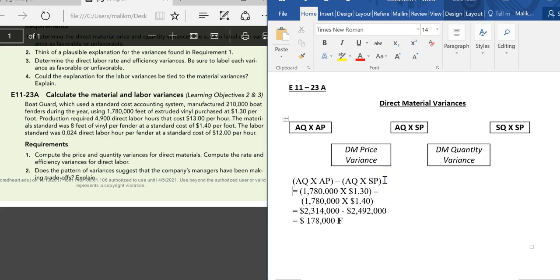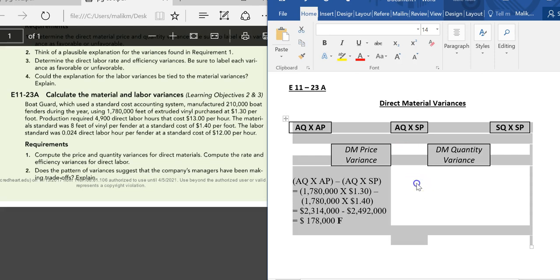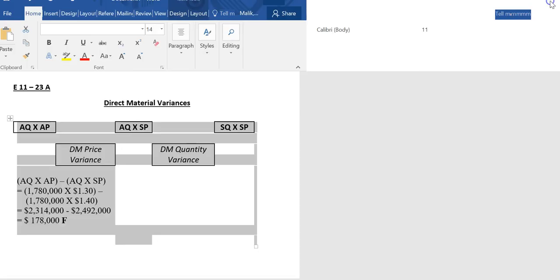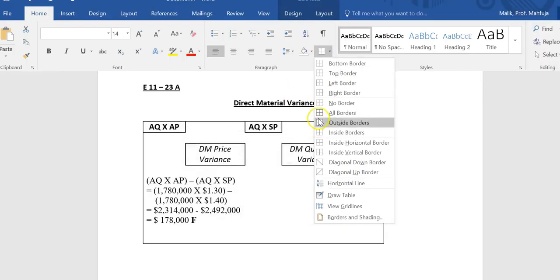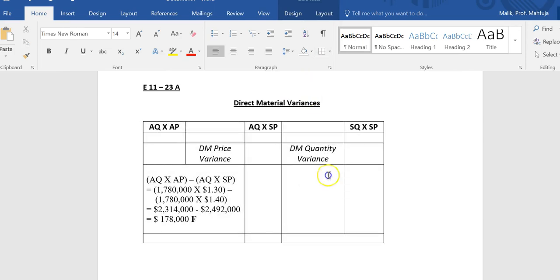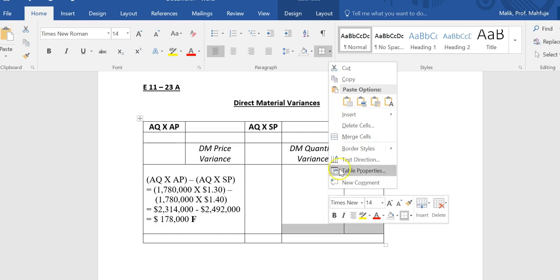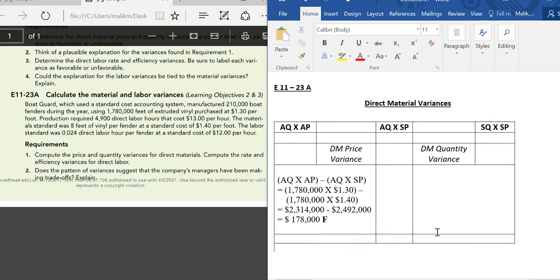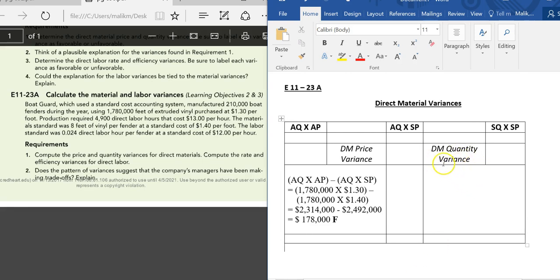For direct material quantity variance, we will use the same formula, and I will try to show it under this quantity box. It's a little bit inconvenient since I'm using Word and an Excel sheet. So just to make it a little bit better, I will just make this type of boxes. So now we're gonna show the direct material quantity variance here in this box.